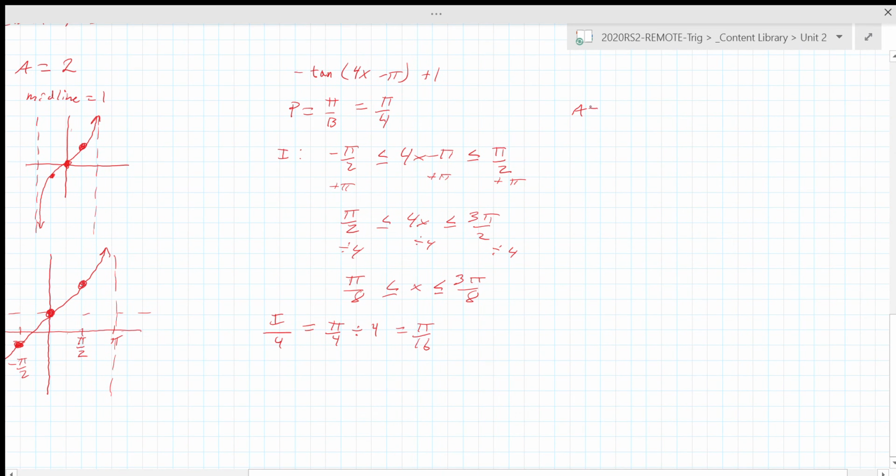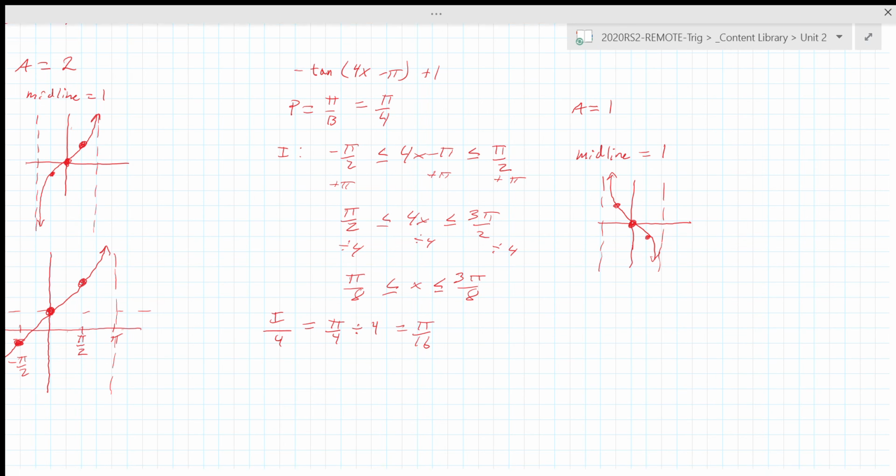The amplitude of this guy is 1, and the midline is 1 as well. But it has a negative pattern, a negative tangent pattern. So with a negative tangent pattern, you still have the asymptotes, and you still are going through the midline, but now instead of going up to the right, you're going down to the right and up to the left. Okay, so it's kind of the flip over the x-axis of the last function, the positive tangent.